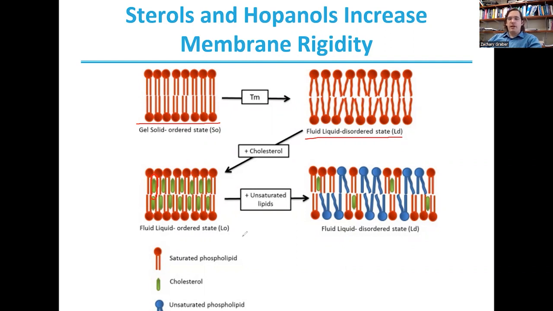If we then add our unsaturated phospholipids, which tend to create more disorder because of the bent shape of those unsaturated fatty acid chains, we create this fluid liquid disordered state where we have a membrane that's not quite as flexible as this full fluid state up here, but has a little bit of rigidity from our cholesterol interacting with those saturated phospholipids. So the overall effect is that we're able to increase our membrane rigidity slightly to increase the overall strength of our membrane. So it has the right balance of flexibility and strength.